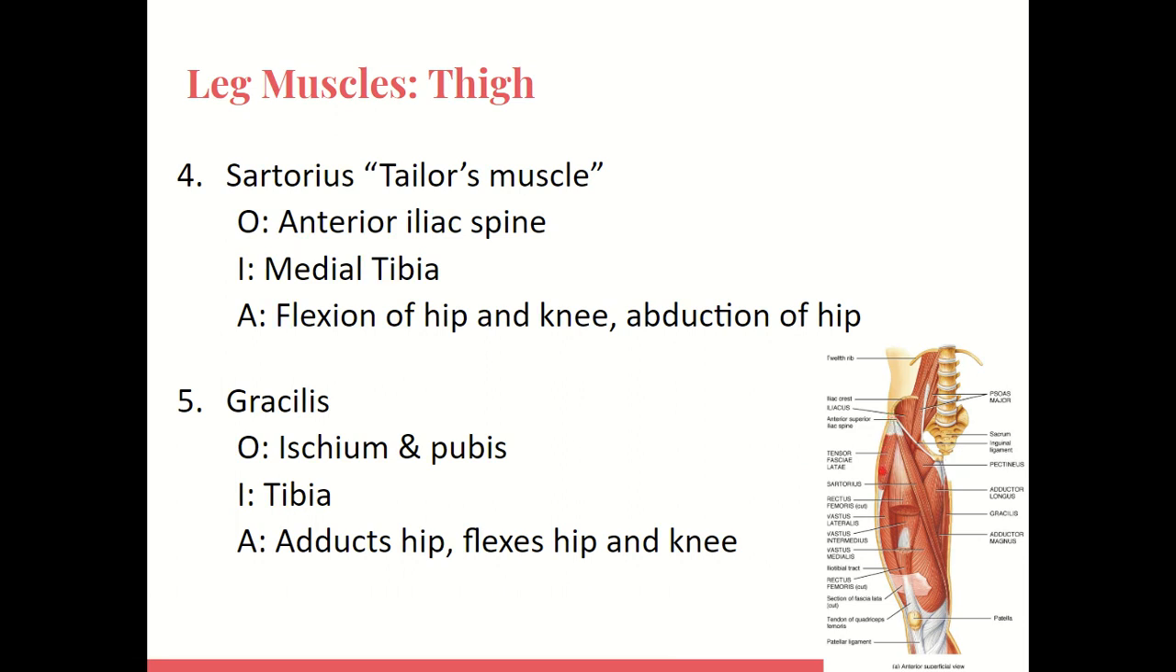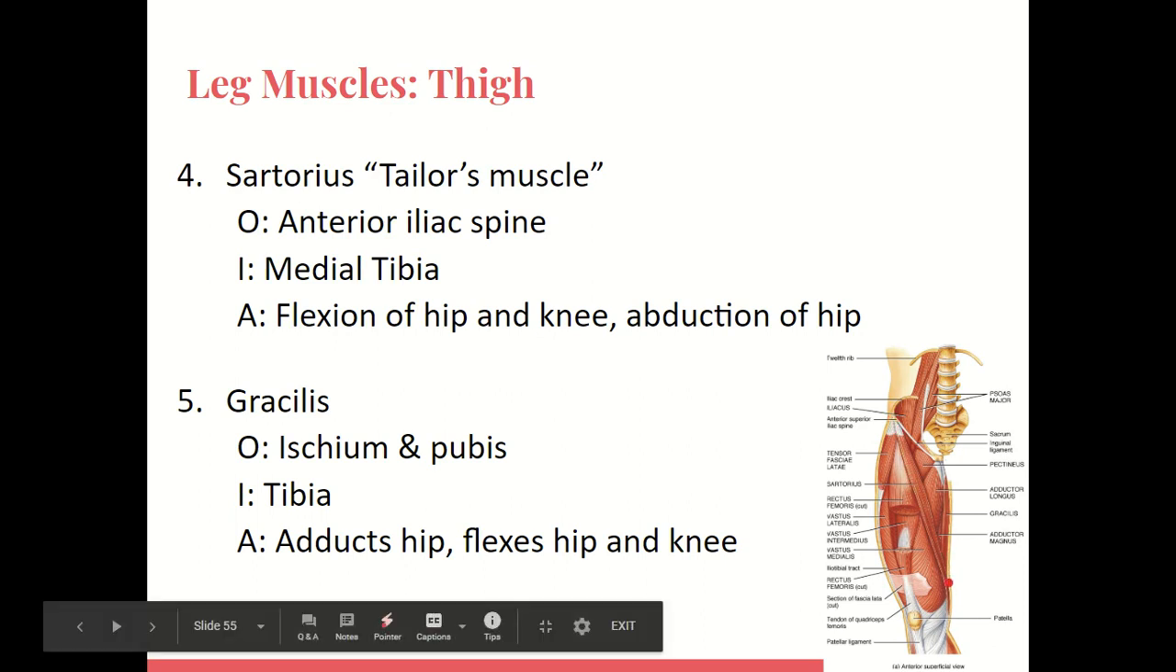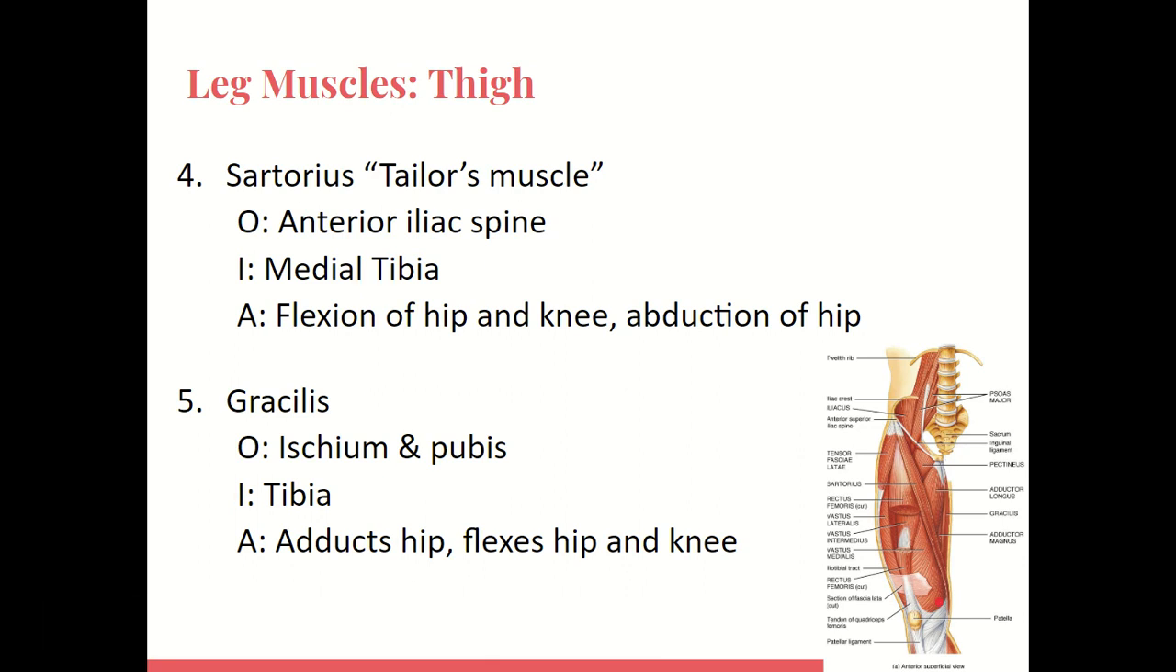But instead of running laterally around the outside of the leg, the sartorius goes across the thigh. So it goes at an oblique angle and inserts onto the medial side of the tibia, as where the tensor fascia latae was on the lateral tibia. And so the sartorius's job is to flex our hip and knee.